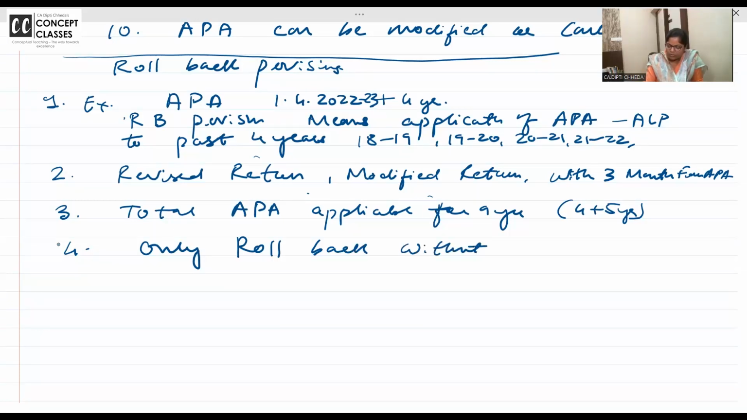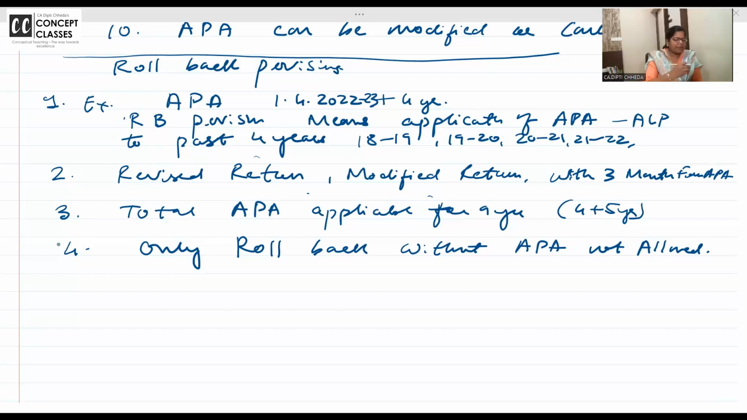without APA not allowed. Ma'am, ये क्या लिखा रहे हैं? Sir, we have entered into advance pricing agreement, but we want to withdraw the main application, but पीछे के साल में हमको rollback करना है. ऐसे नहीं होगा. You can just go for advance pricing agreement or advance pricing agreement with the rollback. You cannot just go for rollback. Clear to all of you? Only rollback is not allowed.